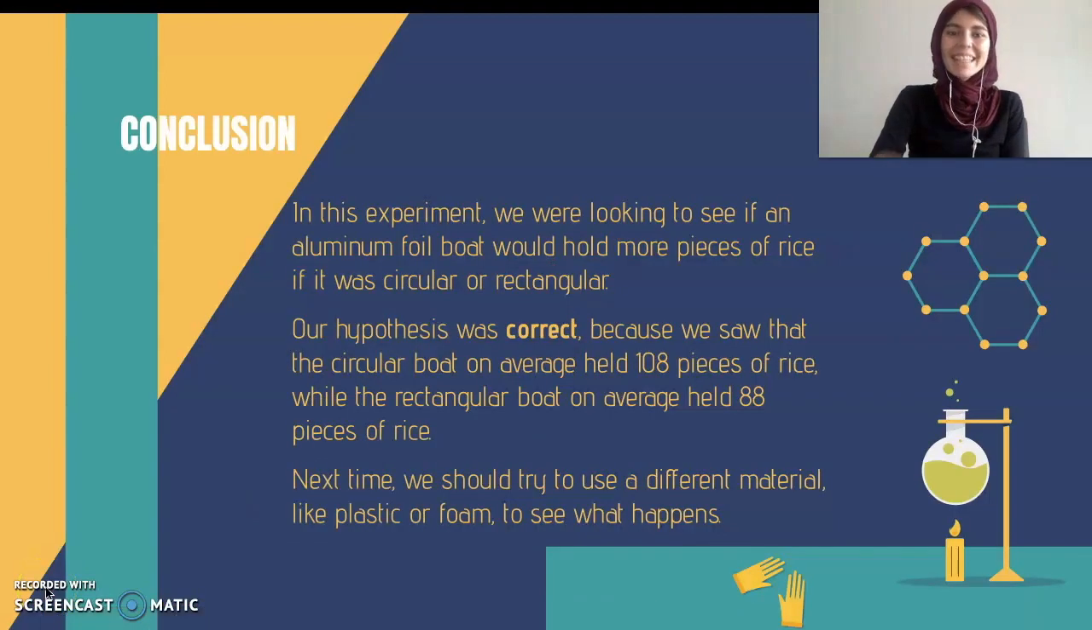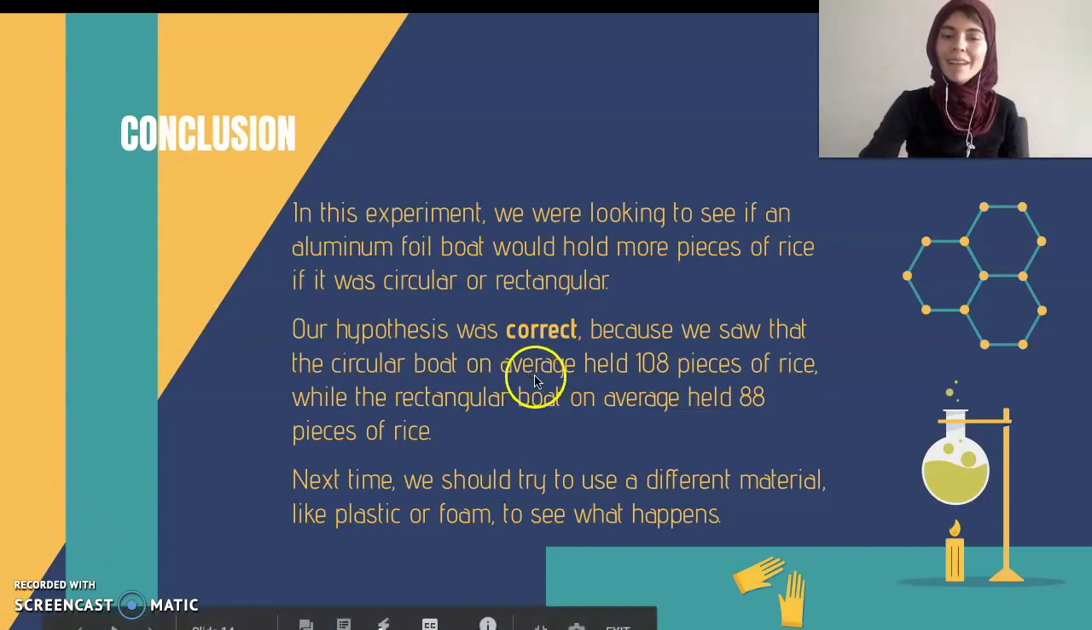Okay? So here, for our conclusion, we could say, in this experiment, we were looking to see if an aluminum foil boat would hold more pieces of rice if it was circular or rectangular. Our hypothesis was correct because we saw that the circular boat on average held 108 pieces of rice, while the rectangular boat on average held 88 pieces of rice. Next time, we should try to use a different material like plastic, foam, or even wood like a real boat to see what happens. Okay?